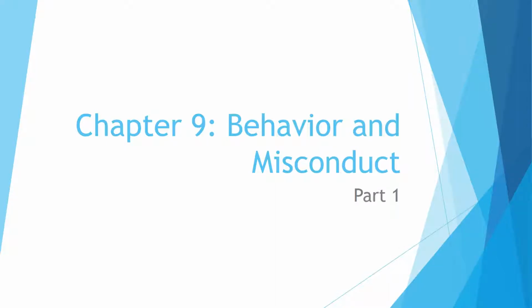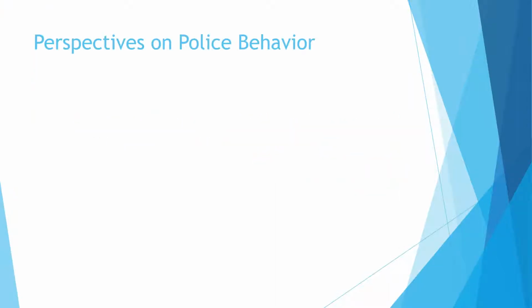Chapter 9, Behavior and Misconduct, Part 1. This chapter focuses on both police behavior and misbehavior. Misbehavior and misconduct are subsets of police behavior. So when we talk about police behavior initially in these first PowerPoint presentations, we're talking about behavior generally, and certainly some of these principles can also be used to explain police misbehavior. So let's start first with police behavior generally.